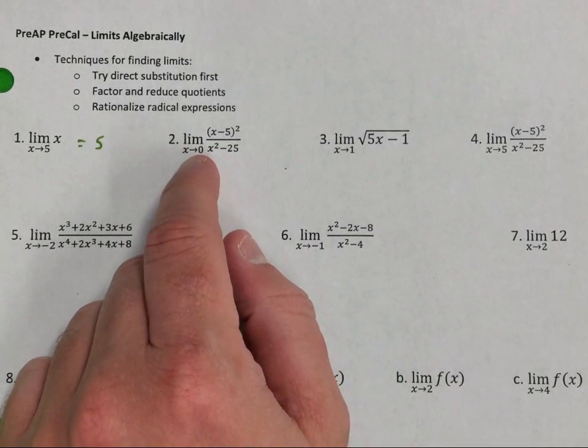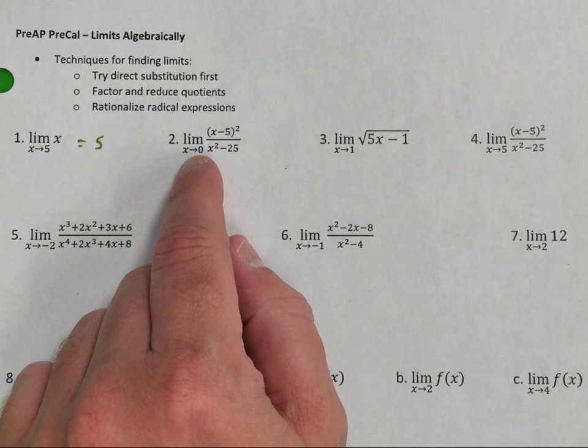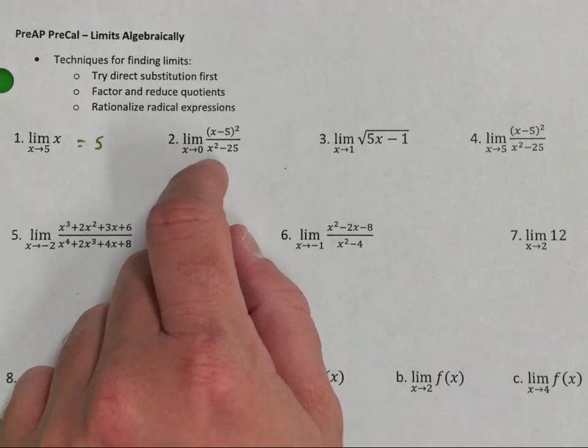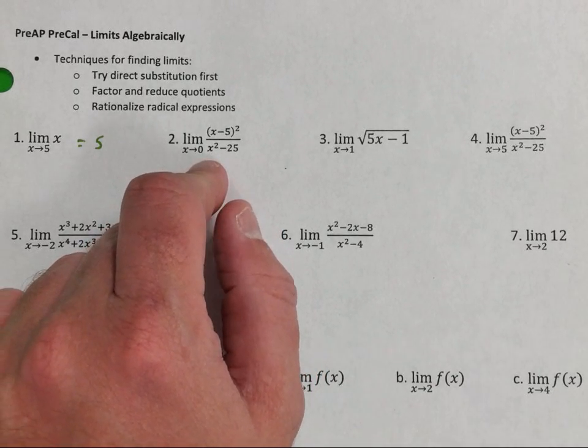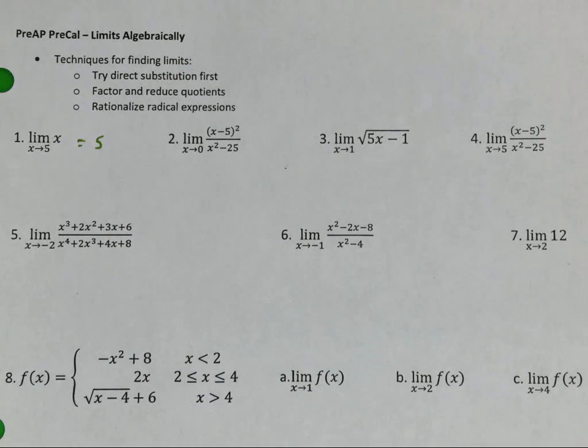As x goes to 0, when there's a fraction, what you do is you plug it into the denominator. If it makes it 0, then you need to try a different technique. Direct substitution is not going to work. So whenever you plug 0 into something and 0 comes out in the denominator, then you can't do the direct substitution. You're going to have to try to factor or rationalize, okay?